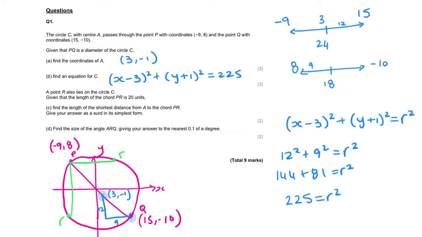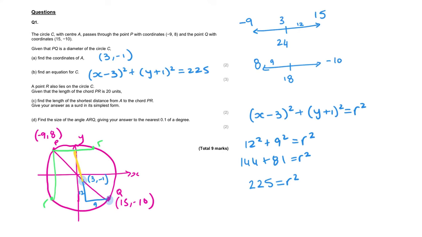So A to the chord PR means we need to find the midpoint of PR and then find the shortest length from A, because the shortest length is always the perpendicular bisector from the line to the point. Okay, so how are we going to do that? There's lots of different ways, and we could overcomplicate so many things, but let's go back to basics, okay?